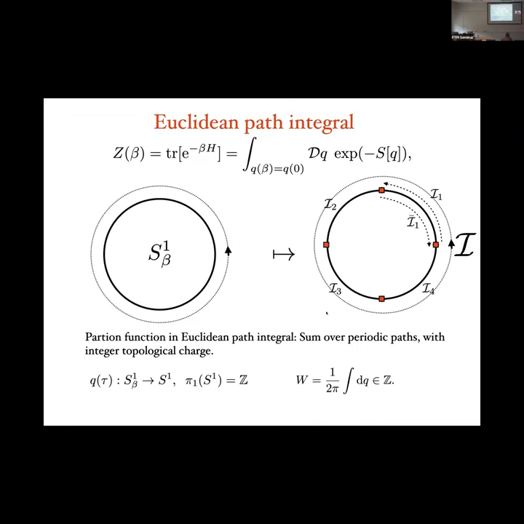Now, I just want to decode this result just a little bit. Now let's consider for the system the Euclidean partition function, the Euclidean path integral. Of course, this is a sum over periodic paths. So I have to sum over paths which obey this kind of condition. And these paths are, of course, classified by integers. I have to think of mappings from the thermal circle to target space, and these are classified by integers. This is really just the winding number. And in the Euclidean path integral, I am only summing over these integer winding number sectors.